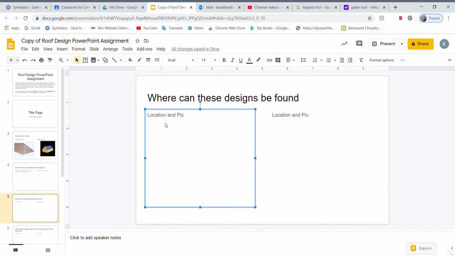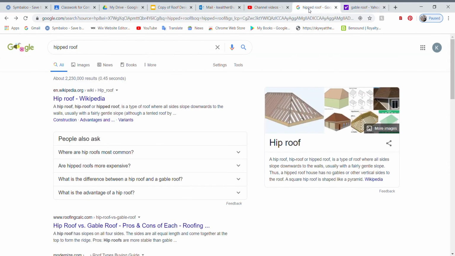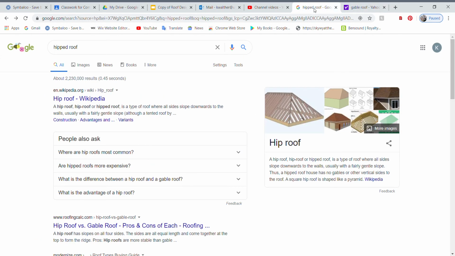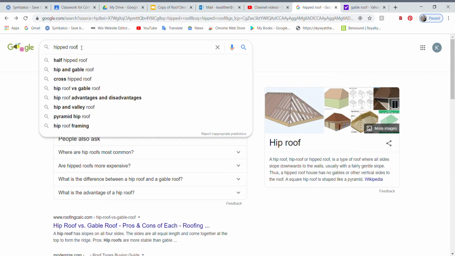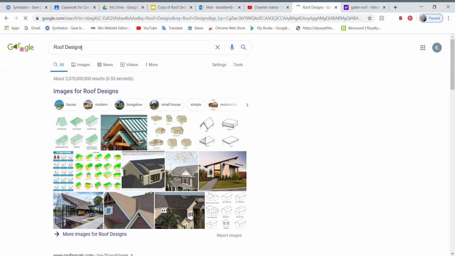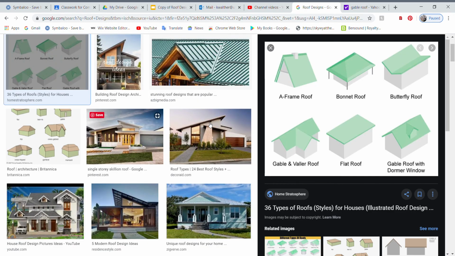So some of these designs or these roof-like structures, you only find them in certain locations. For instance, a hipped roof you would find around here. That's a pretty commonplace thing. Gable, most definitely. Now, certain roof types, I'm going to look for an image. Roof designs. Certain roof designs you won't necessarily find here. So this right here is called a butterfly roof.